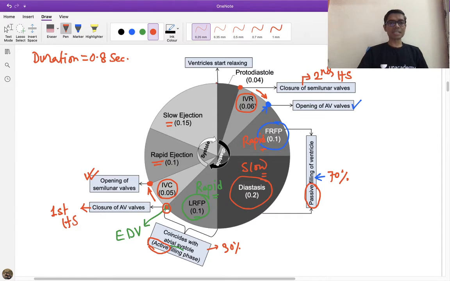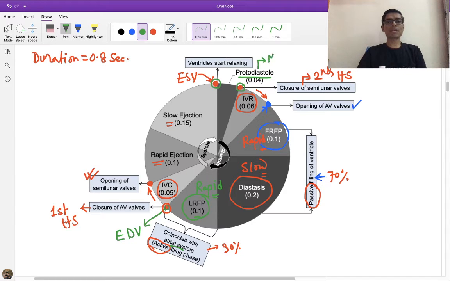Okay, now when the ejection is complete at this point, the amount of blood which is remaining in the ventricle is known as the end systolic volume, right? Now between this end of ejection and beginning of diastole, so this is the ending point of ejection and this is the beginning of diastole, there is a small duration phase which is known as the protodiastole phase.